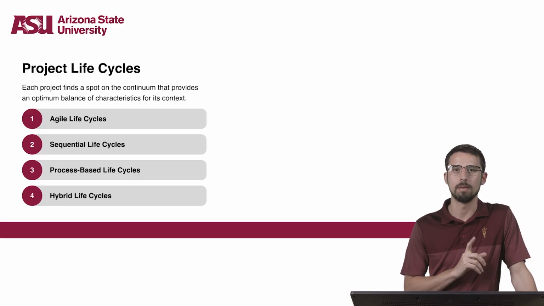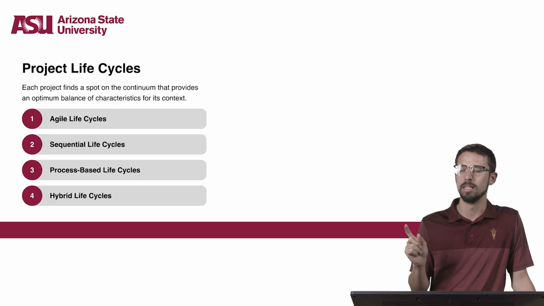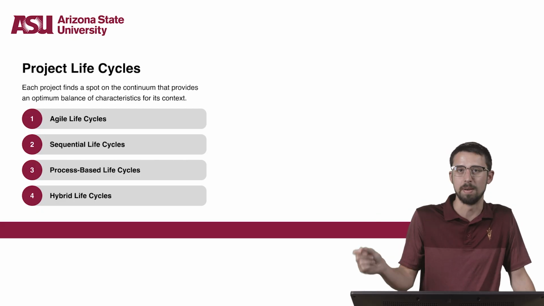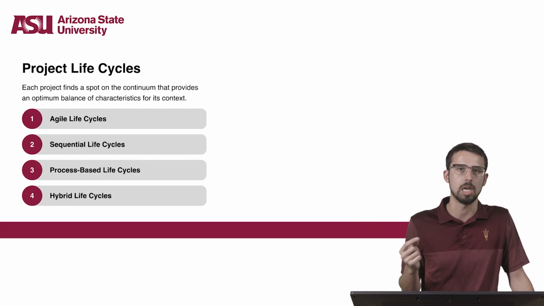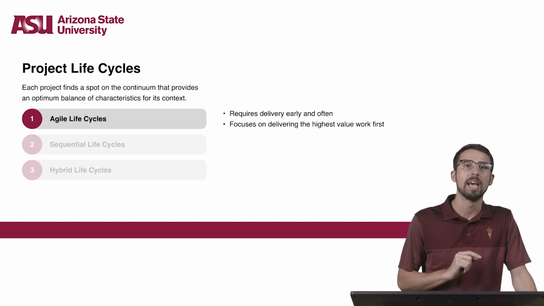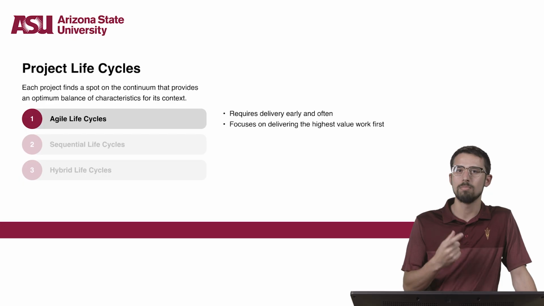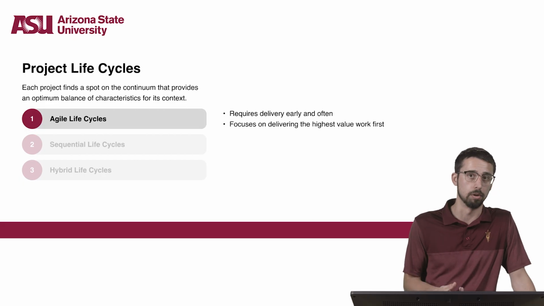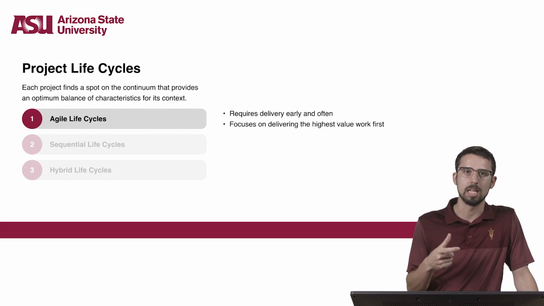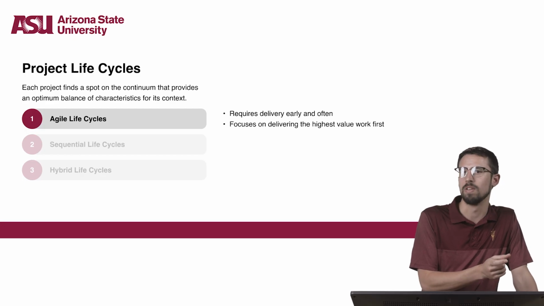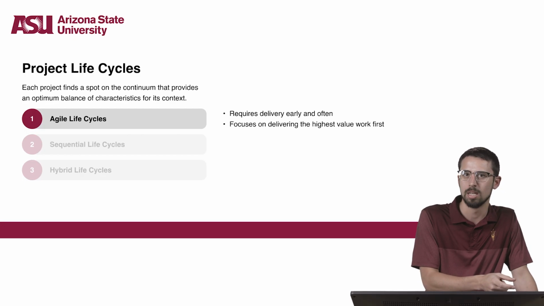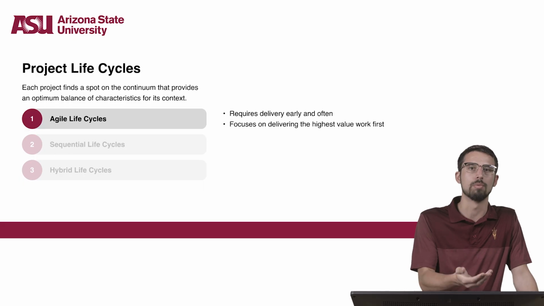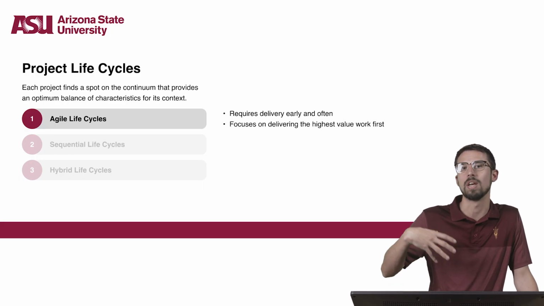No life cycle can be perfect for all projects. Instead, each project finds a spot on the continuum that provides an optimal balance of characteristics for its context. Specifically, agile life cycles. When teams use agile approaches, they iterate over the product to create finished deliverables. The team gains really early feedback and provides customer visibility, confidence, and control of the product. And because the team can release a lot earlier, the product may provide an earlier return on investment because the team delivers the highest value work first.